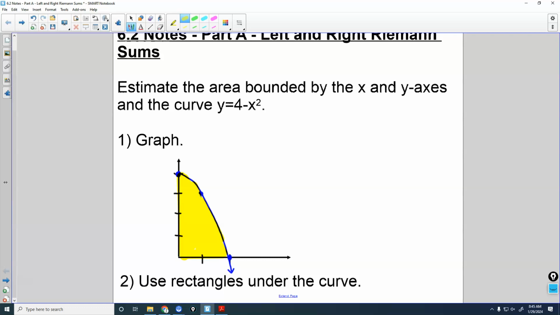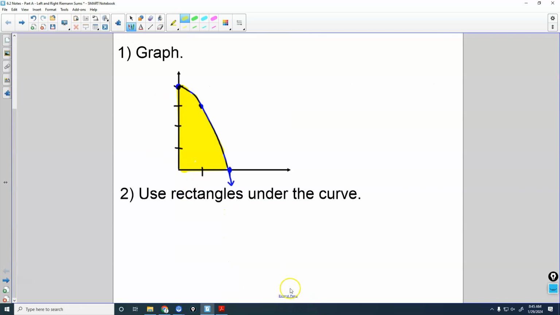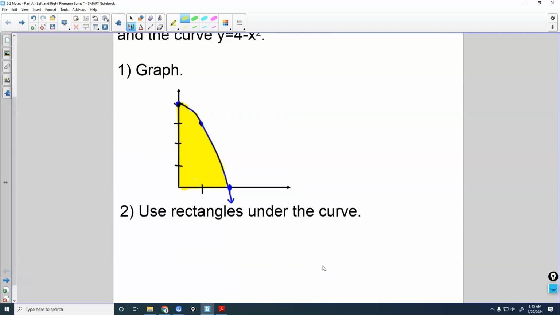So this first problem says to use rectangles under the curve to estimate. And for this first one, I think I'll use 4 rectangles. It is going to be easier if I split this into even increments. So right here is 2, and I'm telling you that I want you to use 4 rectangles. So I need to split this into equal pieces right here. So I would have this.